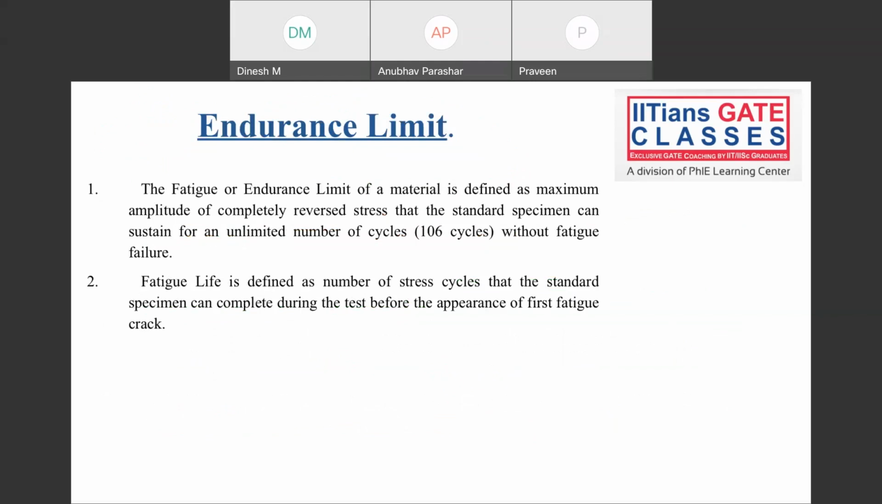Okay. So let us now talk about something which is called endurance limit. The fatigue or endurance limit is defined as the maximum amplitude of completely reverse stress that a standard specimen can sustain for an unlimited number of cycles. It's 10 to the power 6. We consider 10 to the power 6 cycles as unlimited number of cycles. So if any machine component has undergone 10 to the power 6 cycles, then we are satisfied from an economic and design point of view, the material has done its job.